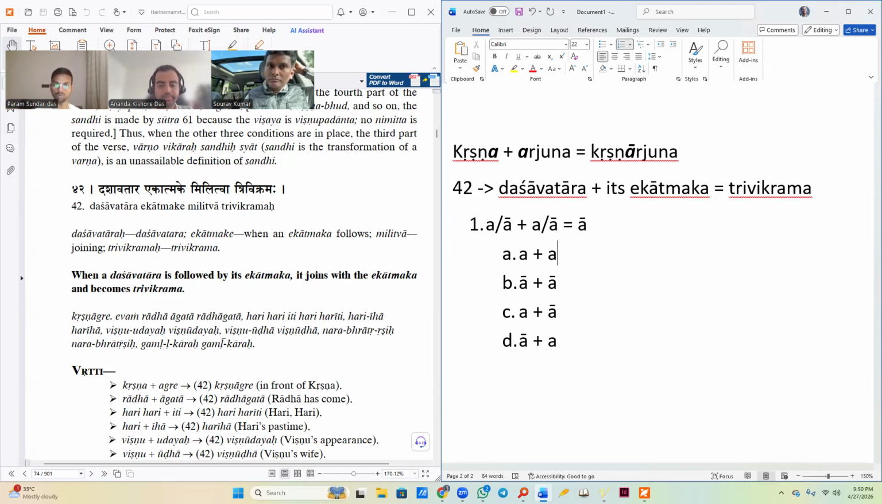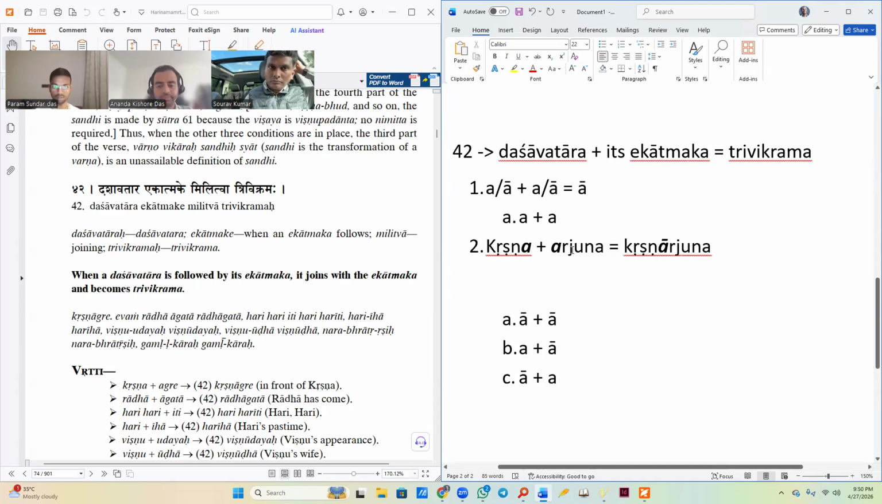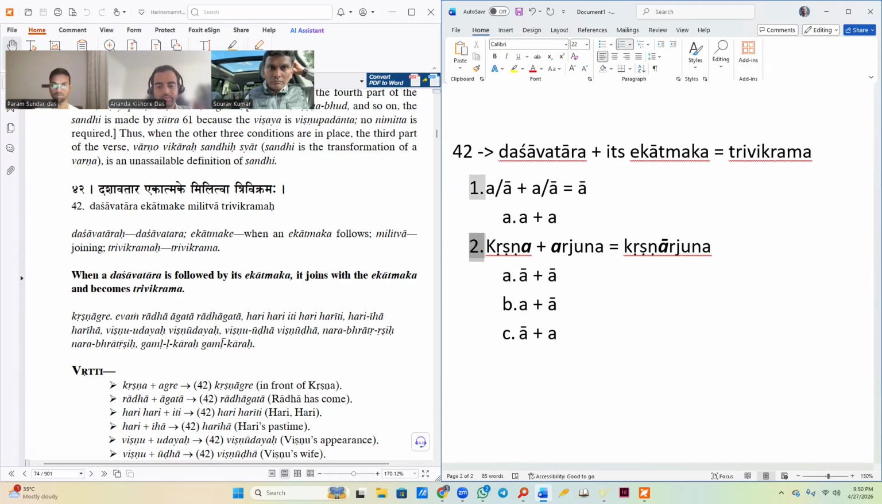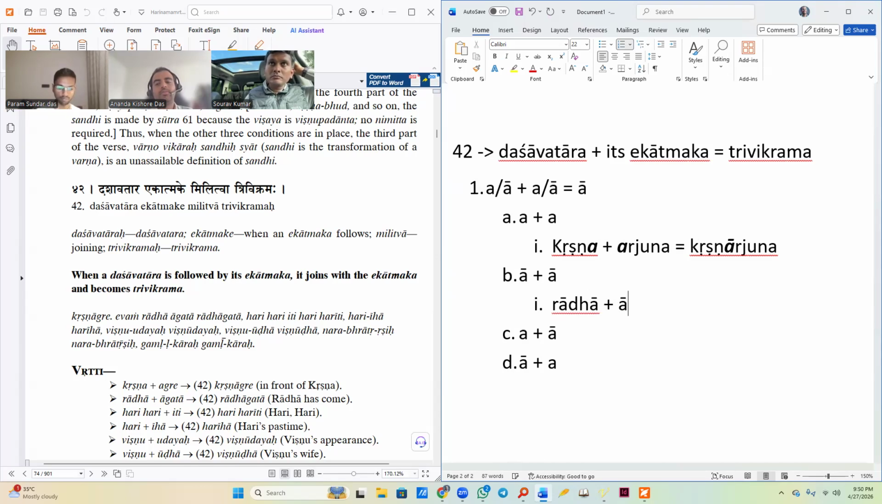So for the first one we did Krishna Arjuna, small Vamana and Vamana A. Let's do an example for the second one. Jiva Goswami gives the example Radha Agata. So in the first place Trivikrama A and in the second place also Trivikrama A. So they are Dashavatara and Ekatmaka, right? So the result would be Radha Gata.